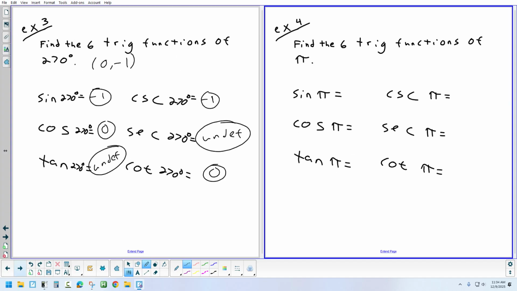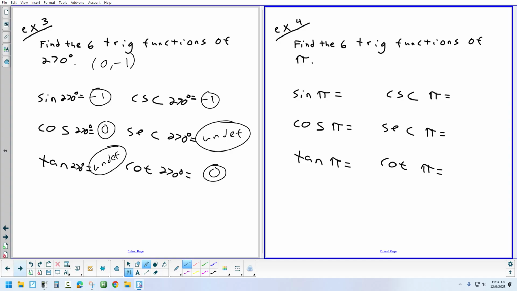All right, let's try this one. 6 trig functions of pi. What's a little different about this one than any of the ones we've done so far? It's the first time we've seen one like this. It's not an angle or an ordered pair. Well, it's got to be one of those, because those are the only 2 things I could give you to work with. It's in radians. Yeah, that's an angle, but it's in radians.